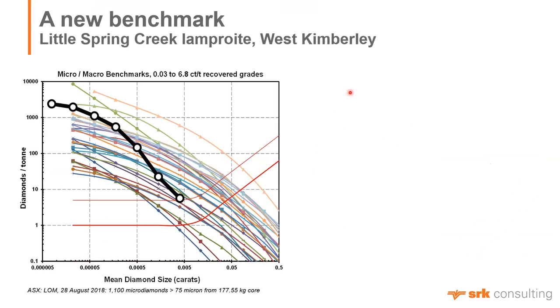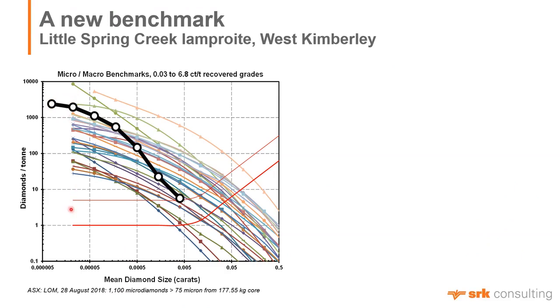There's a new benchmark that's out there. In August 2018, Lucapa Diamonds put out a microdiamond data set for the Little Spring Creek lamproite that's in the West Kimberleys in Australia. That's quite an unusual data set. There's 1,100 microdiamonds larger than 75 microns in 177 kilos of core. There's the 75 micron bottom cutoff.